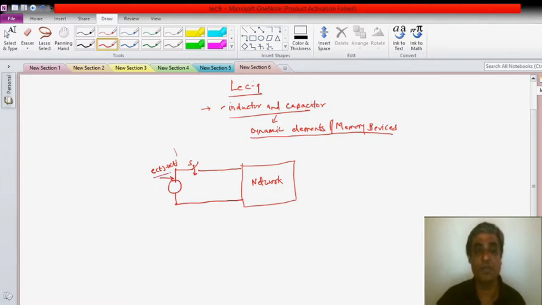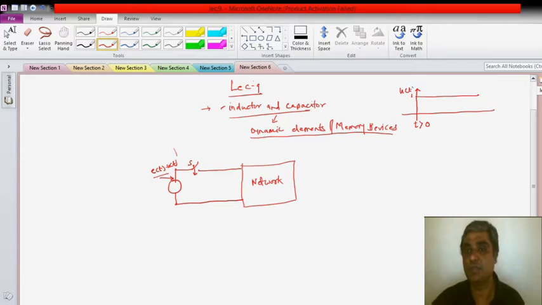So E of t will be any time varying voltage source excitation or current source, multiplied with U of t. U of t, we know, is the unit step function or unit step signal, which looks like it is 1 when the value of the independent variable t is greater than 0. So this is my unit step function. Mathematically I can write it is 1 for t greater than or equal to 0 and 0 elsewhere.